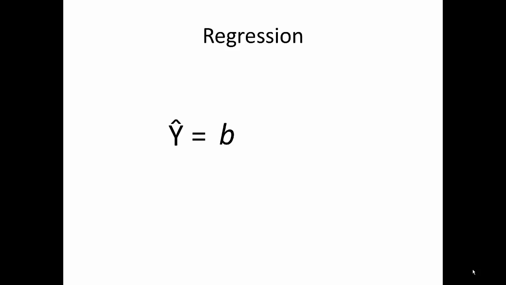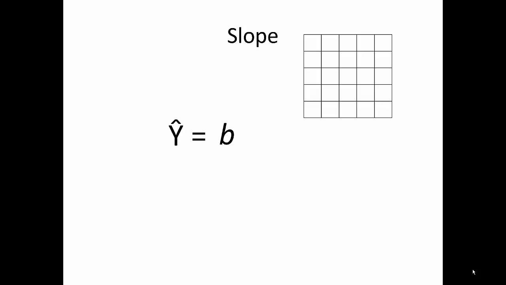So next you need to know the slope or the steepness of the regression line. Your b tells you the slope. If the slope is 1, it means that for every unit I move to the right, I go up 1. There's a slope of 1.